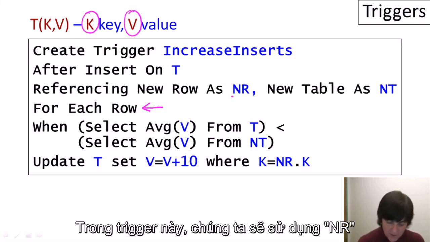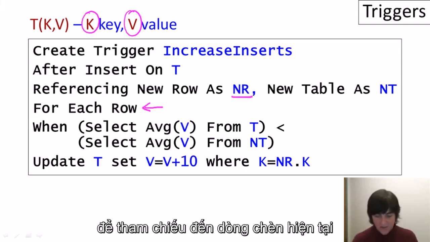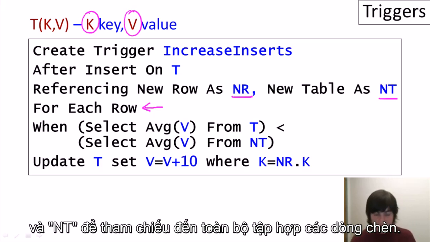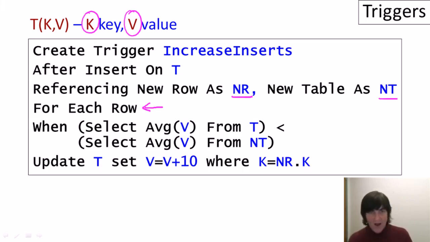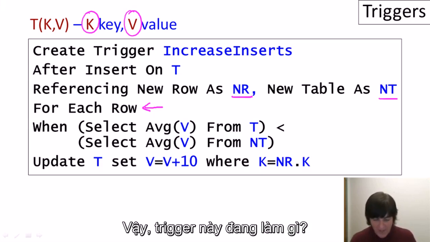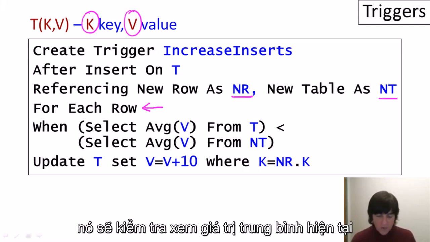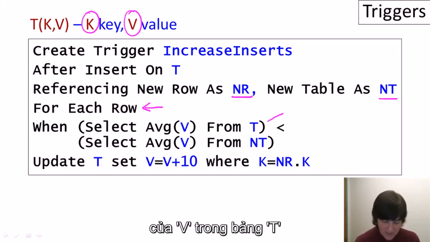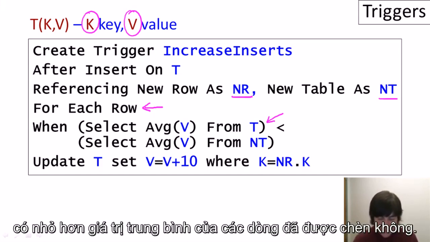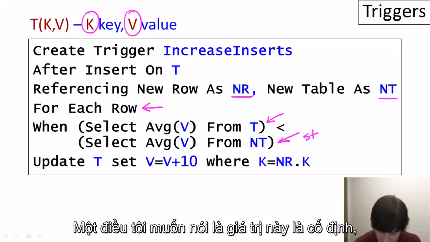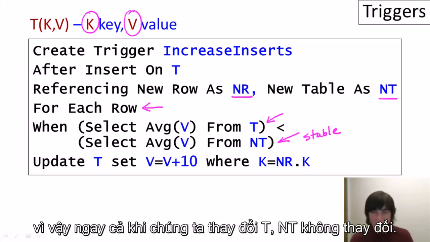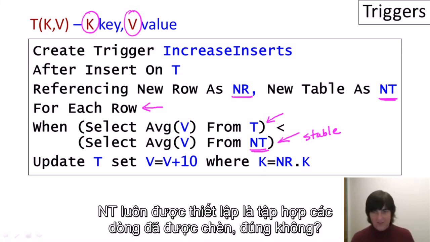So in this trigger, we're going to use nr to refer to the current inserted row that we're processing, and nt to refer to the entire set of inserted rows. Okay, so what is this trigger doing? It's going to process one inserted row at a time, and when it processes that row, it's going to check whether the current average value of V in table T is less than the average of the inserted rows. Now, one thing I want to say is that this value is stable, so even if we modify T, NT doesn't change. NT is always set to the set of inserted tuples.